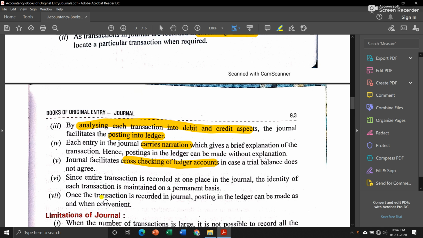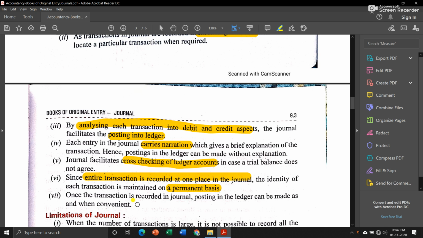Then since the entire transaction is recorded at one place in the journal, the identity of each transaction is maintained on a permanent basis. Means since we provide narration and all the information in one place, it is easy to find. Okay. Then once a transaction is recorded in the journal, posting in the ledger can be made as and when convenient. Means the journal we prepare every day, means as soon as the transaction takes place we prepare the journal.